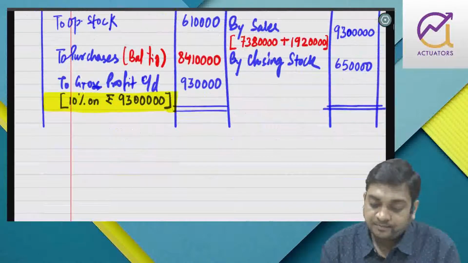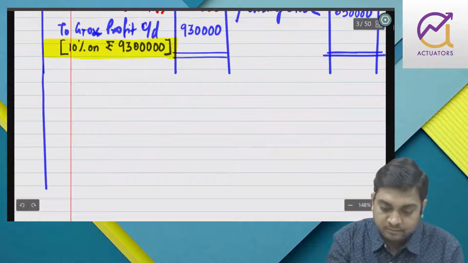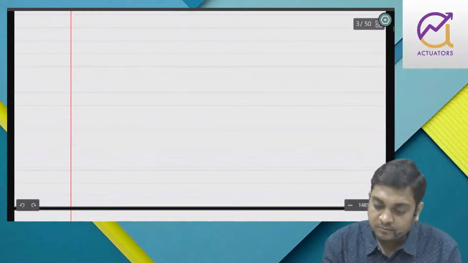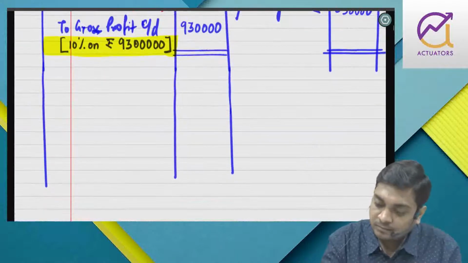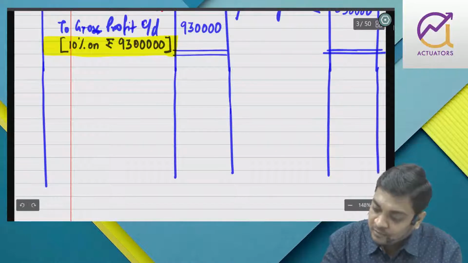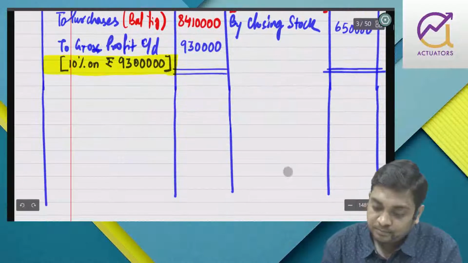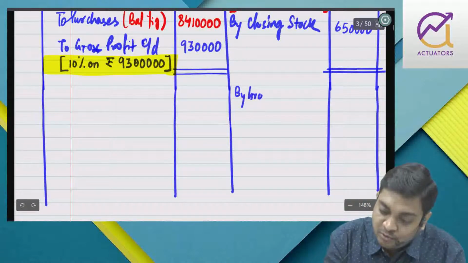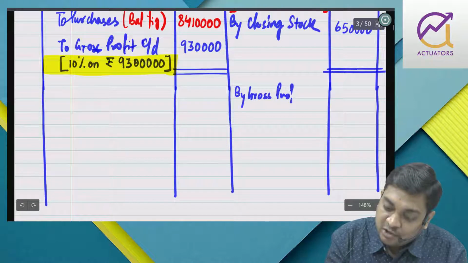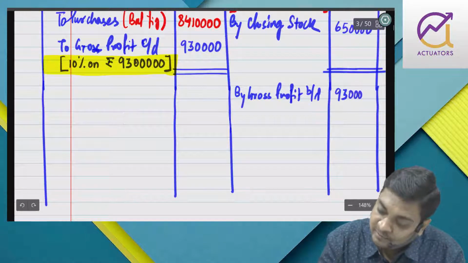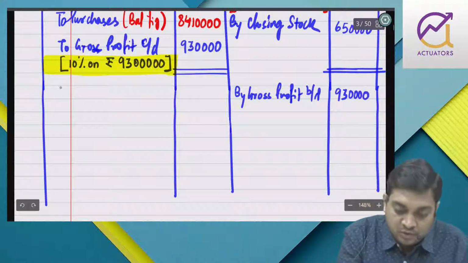Right? Now the trading part is over. Now I'll move into the PL part. So by gross profit brought down, nine lakh 30. So first of all, I have to show the expenses.